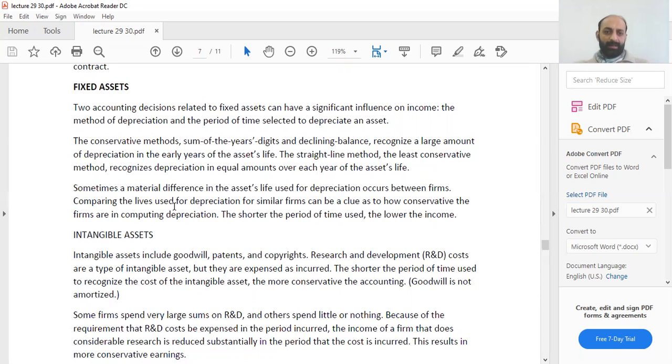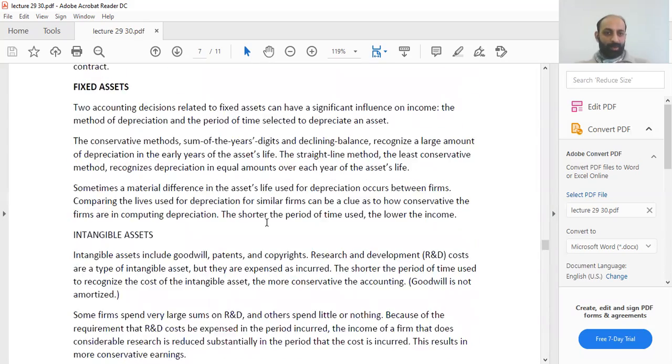Sometimes a material difference in the asset's life used for depreciation occurs between firms. Comparing the lives used for depreciation for similar firms can be a clue as to how conservative the firms are in computing depreciation. The shorter the period of time used, the lower the income.